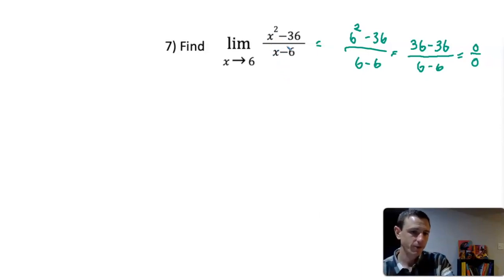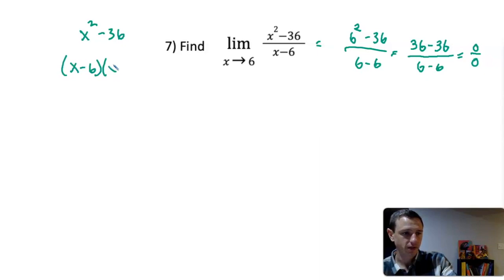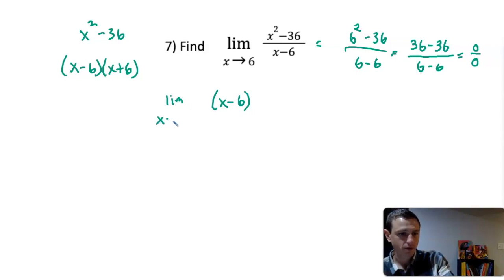Notice the top here, we have a difference of 2 squares. X squared minus 36 is a difference of 2 squares. X squared is a perfect square. 36 is a perfect square. So x minus 6 and x plus 6, just knowing the difference of 2 squares formula there. So I would have the limit as x approaches 6 of x minus 6 times x plus 6, over x minus 6.